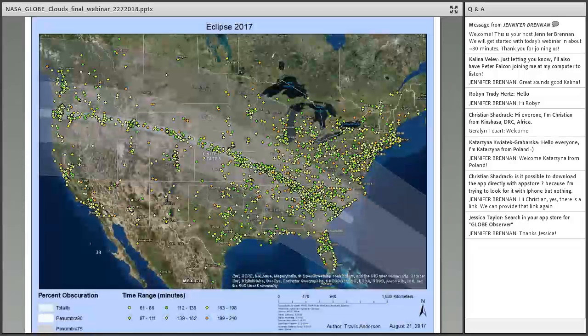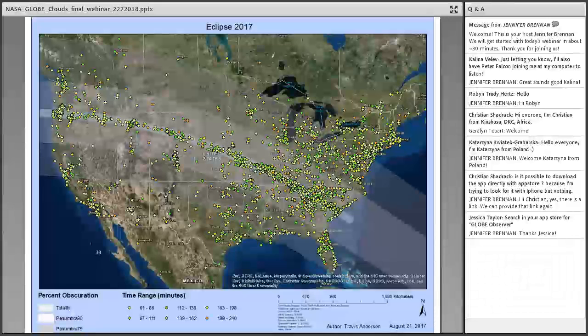Okay, as a general overview of GLOBE Clouds, looking at this eclipse, as mentioned earlier, there were 76,000 temperature observations and 19,000 cloud observations gathered by 17,500 unique observers. And I mentioned temperature observations because we asked the observers in the field to buy and carry their own thermometers to record the temperature change over the course of the eclipse.